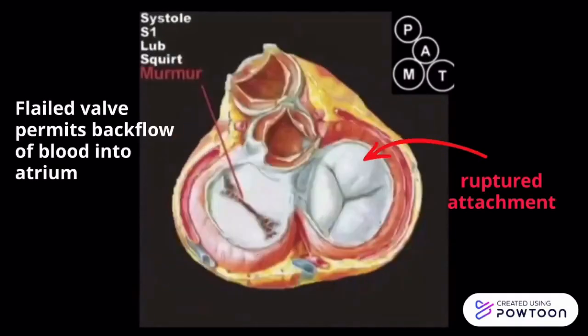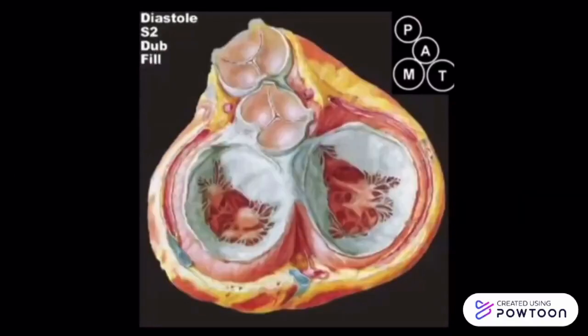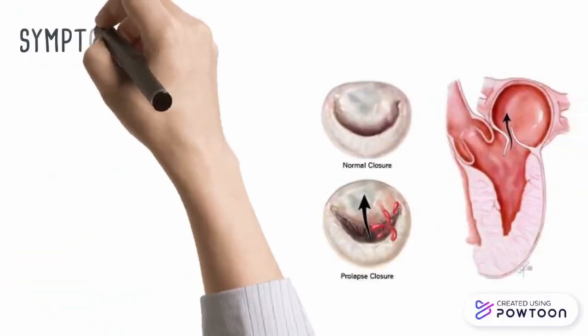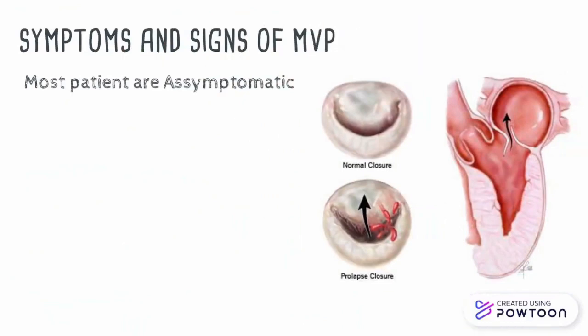Depending on the degree of severity, these mitral regurgitations during systole can lead to a marked decrease in the efficiency of the heart's pumping action and over time can have disastrous consequences. So what are the symptoms of patients with MVP? Most people with MVP have no symptoms.